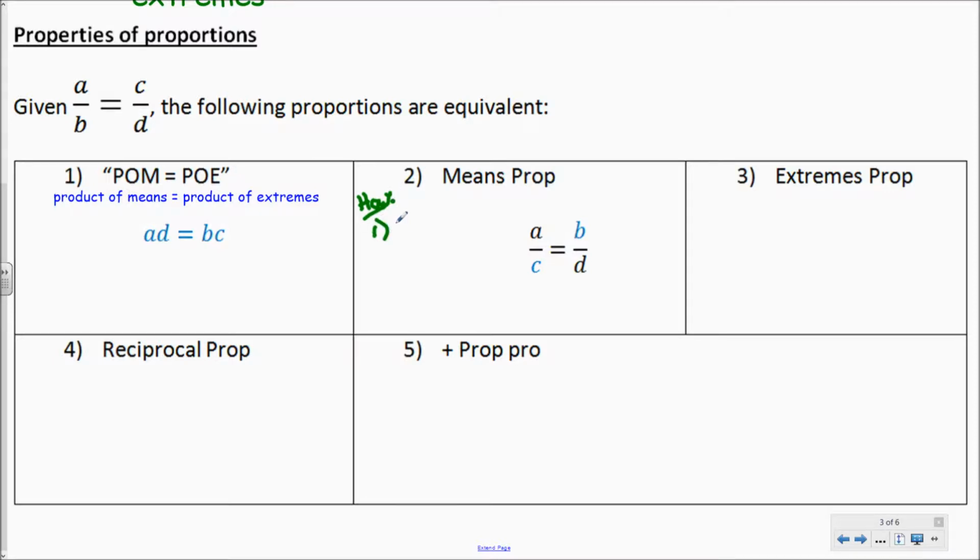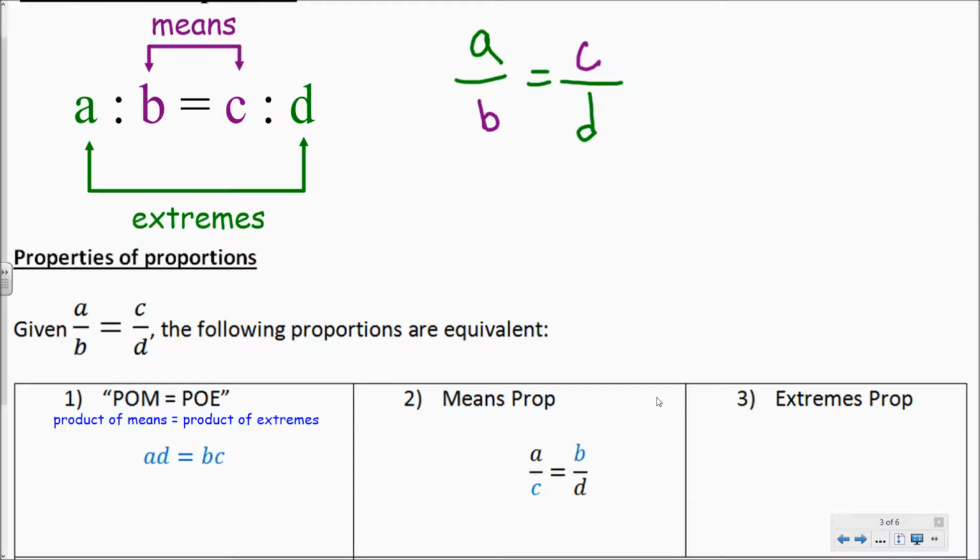So if I start with the proportion A over B is equal to C over D, if I'm given this, then the very first thing I could do is use the property we just discussed, the product of the means equals the product of the extremes. I'm going to prove to you that if this proportion is true, then this proportion must also be true, and I'm going to do that in a standard 2-column format using statements and reasons.